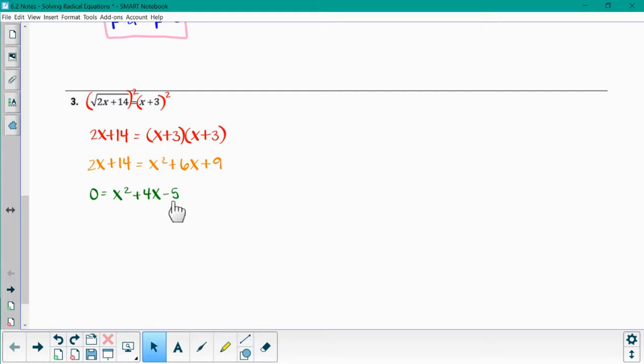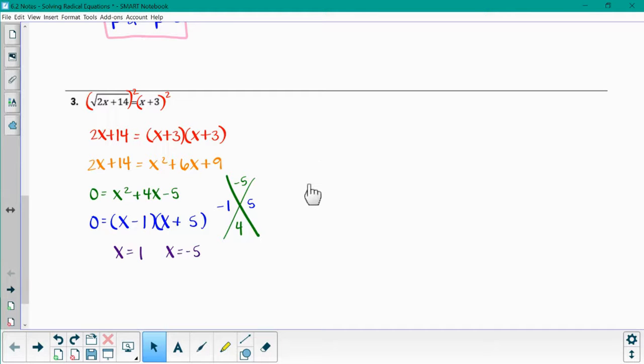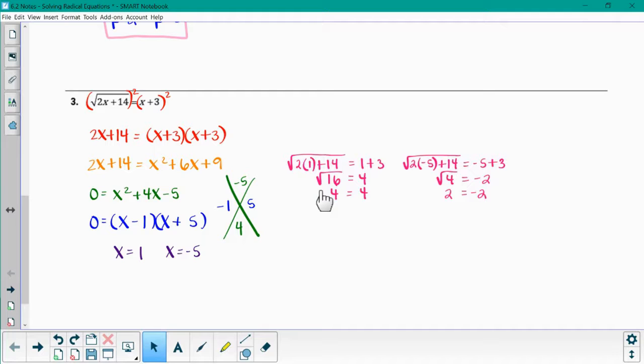So I'm trying to get something that multiplies to be -5 and adds to be +4. That's going to give me the factors -1 and 5. Again, a is equal to 1, so I can use this shortcut where I say x minus 1 and x plus 5. When I set each factor equal to 0, I get x equals 1 and x equals -5. Going to take both of these factors, going to plug them into my original equation and see if they work.